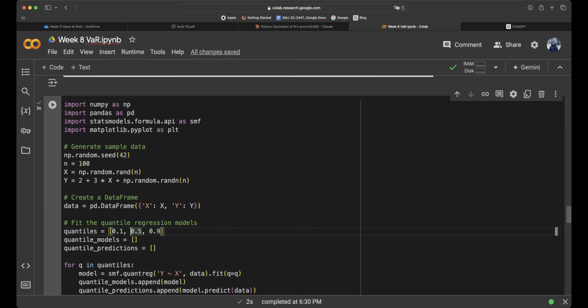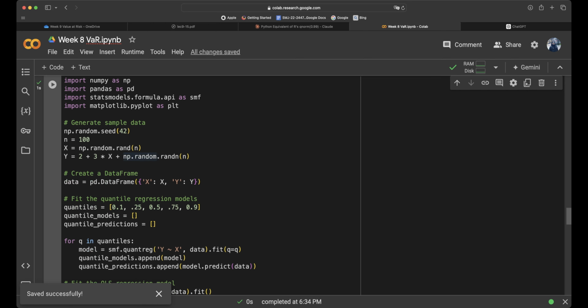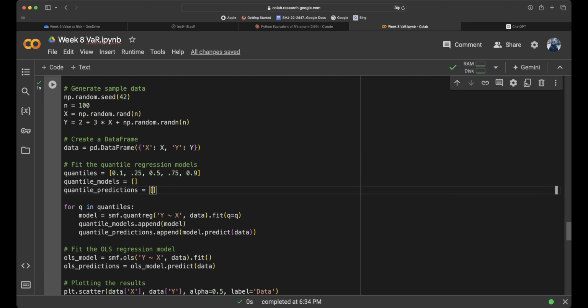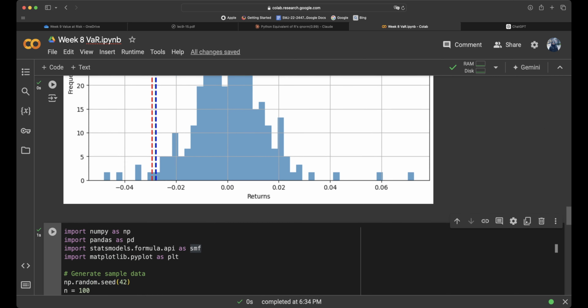We can actually add 0.25, 0.95 and possibly 0.75 over here. It is also possible. Okay, and then quantile models is currently empty, and quantile predictions is empty. We fill the models with this, and now we run the quantile model from SMF. SMF is this one, statsmodels from formula.